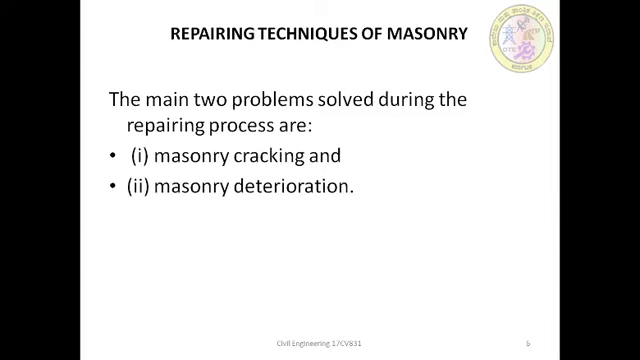Now, as far as the repairing techniques of masonry are concerned, the repairing of cracks or replacement of damaged wall sections is an essential feature of the repairing process. It is a general assumption that repairing only helps to retain the original shape of the structure without increasing its strength. The two main problems solved during repairing are, number one, masonry cracking, and number two, masonry deterioration.